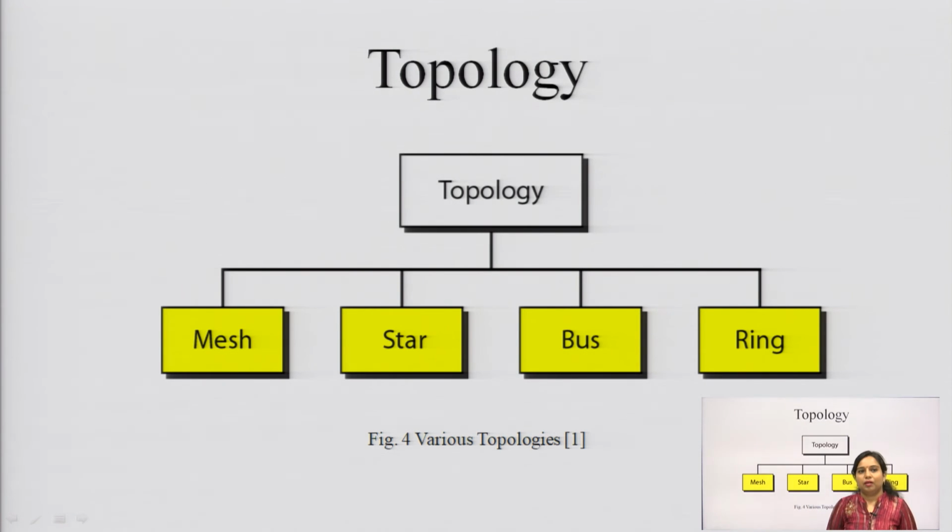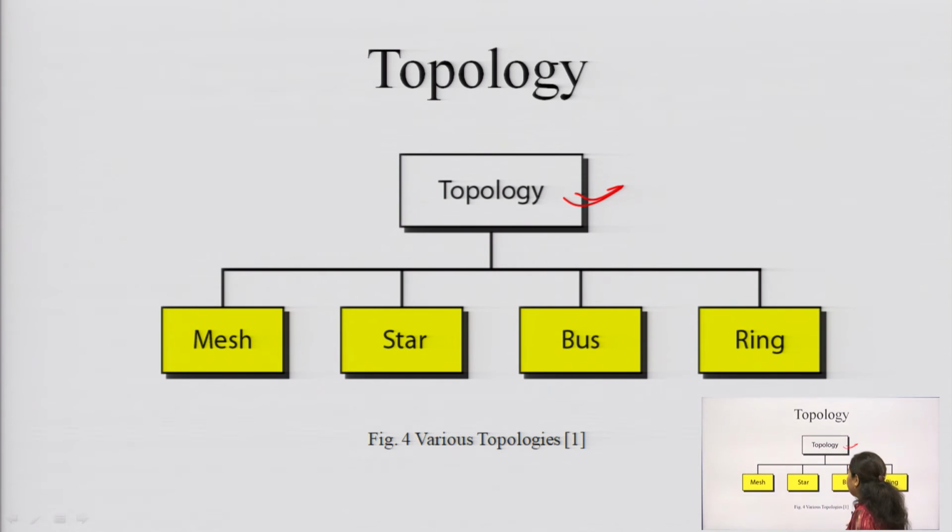Now, we have seen data communication, how the communication is done with different types of systems like simplex, half duplex and full duplex. Now, we will see how the devices are connected in a particular network. That is known as topology. Topology means if there are 4 devices, how these 4 devices are connected to form a network.